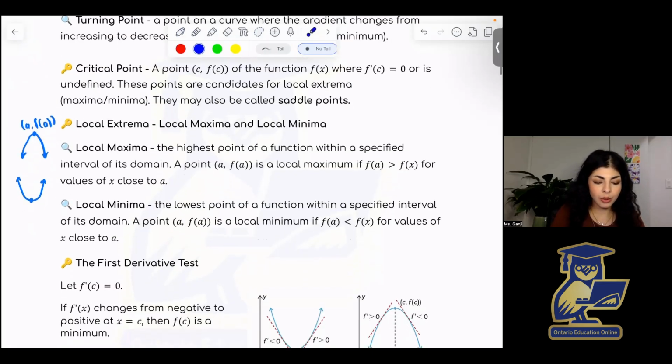And similarly, for a local minima, the output is less than all the other points. And again, as x is approaching a, we find that the output, f of a, is less than all the other outputs.